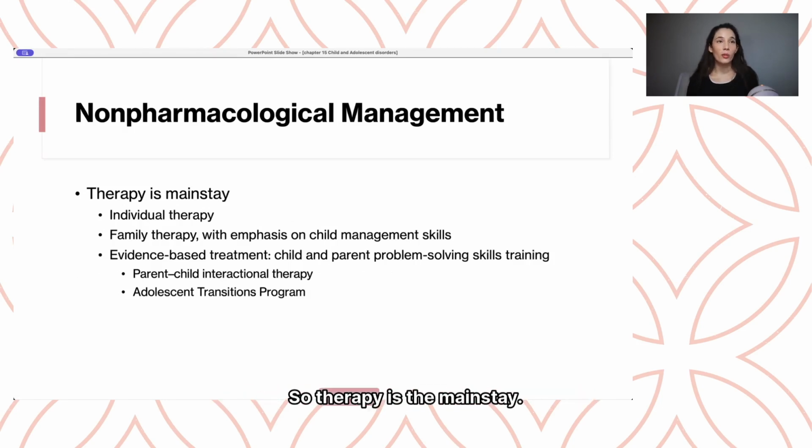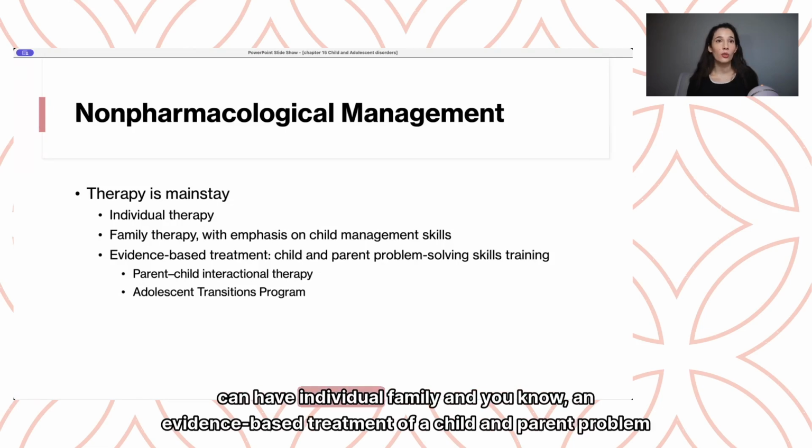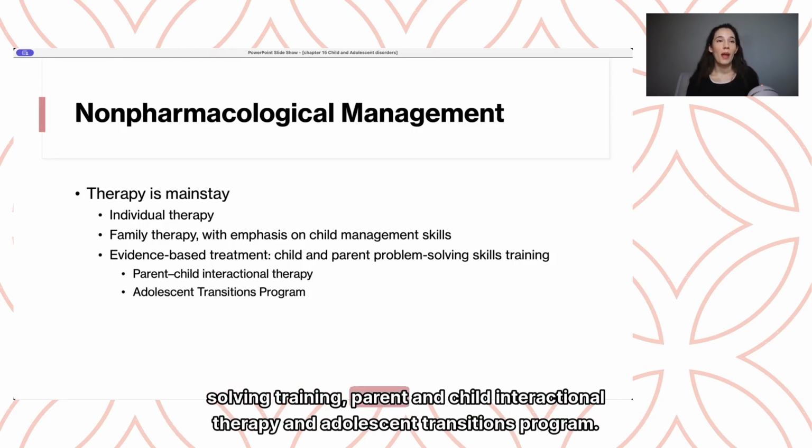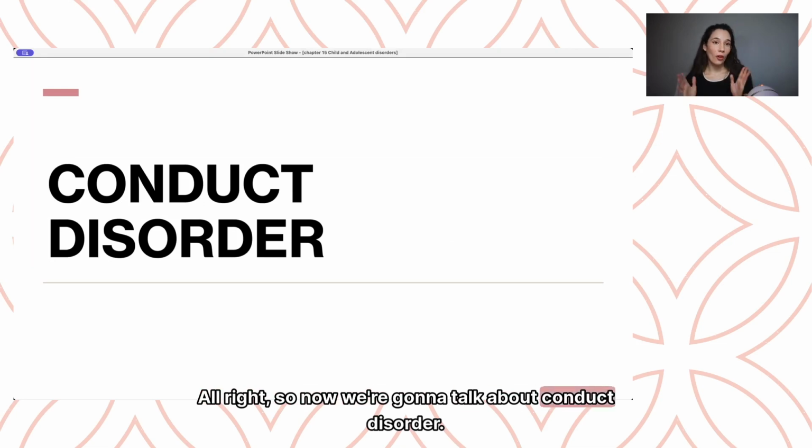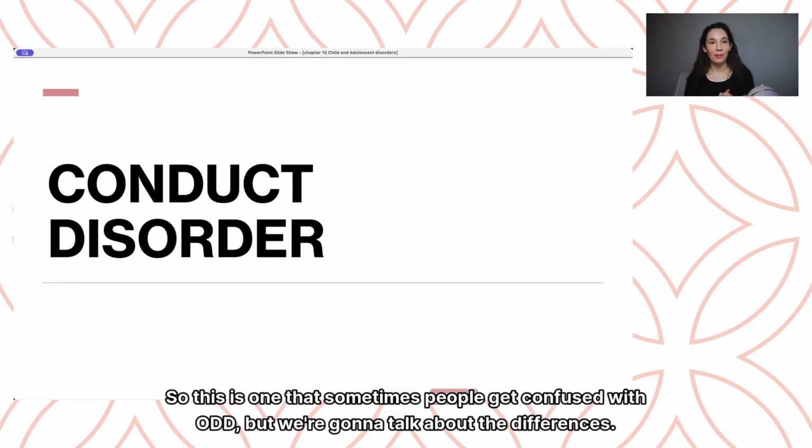Non-pharmacological management: therapy is the mainstay. They can have individual and family therapy, and evidence-based treatments include child and parent problem-solving training, parent and child interactional therapy, and the adolescent transitions program. All right, so now we're going to talk about conduct disorder. This is one that sometimes people get confused with ODD, but we're going to talk about the differences.